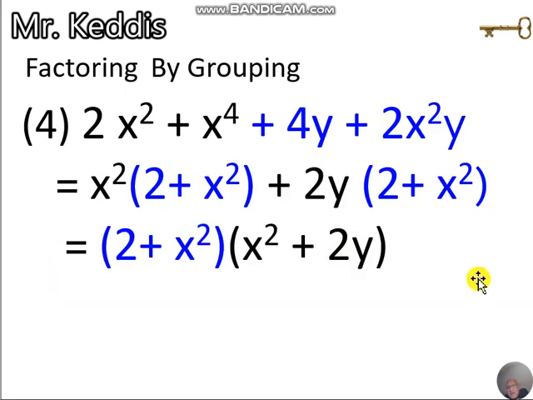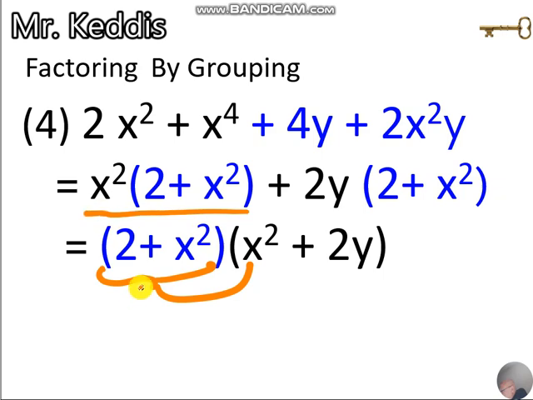Please pause and take notes. This is the same question I did. If you multiply 2 plus x squared times x squared, you get the first term. 2 plus x squared times 2y, you get the second term.